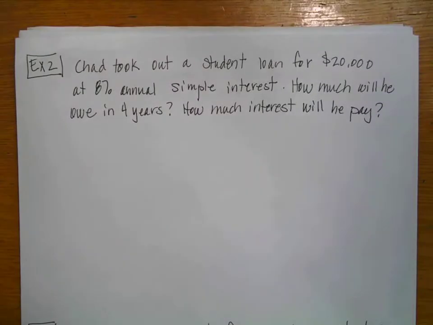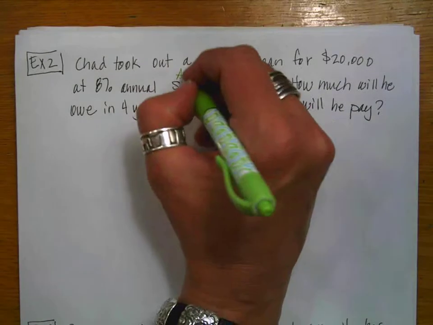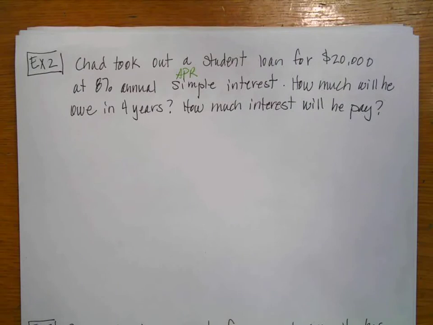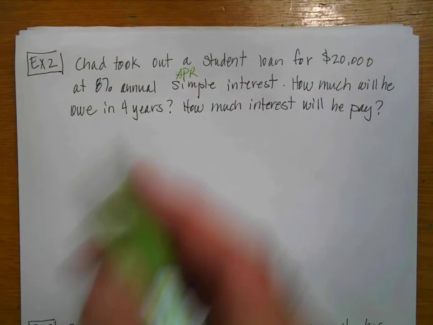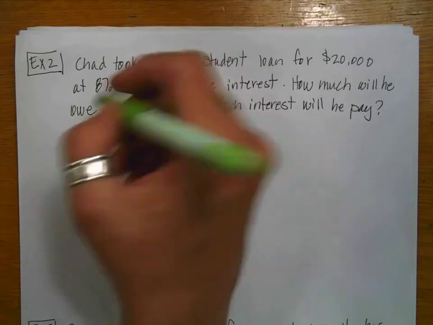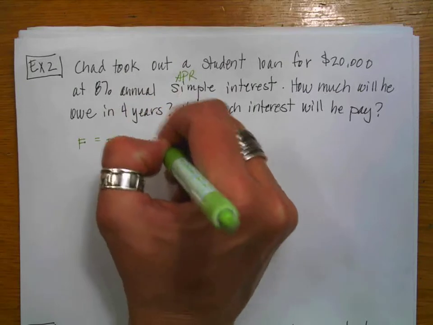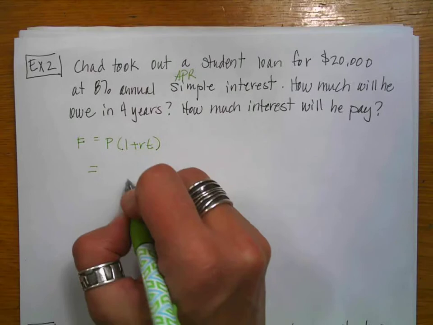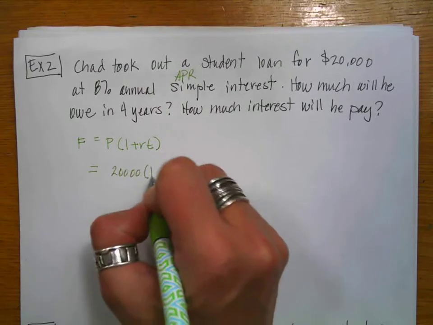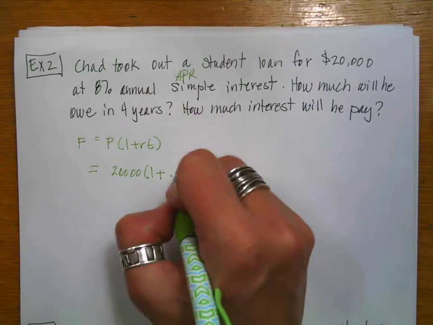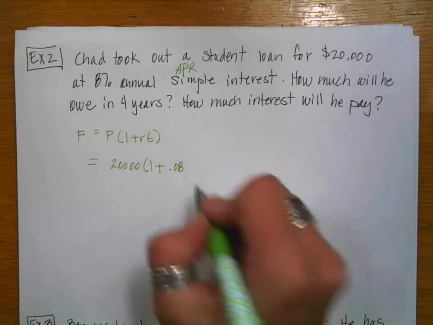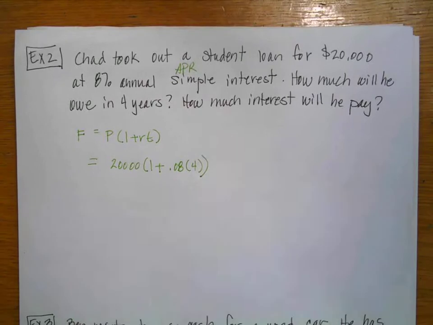Okay, for our second example, Chad is going to take out a student loan for $20,000 at 8% annual simple interest, or APR. Remember, that's what the APR is. How much will he owe in 4 years? So again, we're going to use our handy-dandy formula for simple interest that says F is equal to P times 1 plus R times T. The amount of money that he borrowed was $20,000. Here's the 1 plus at 8%, so 0.08. And then how much will he owe in 4 years? So he is borrowing somebody else's money for 4 years.